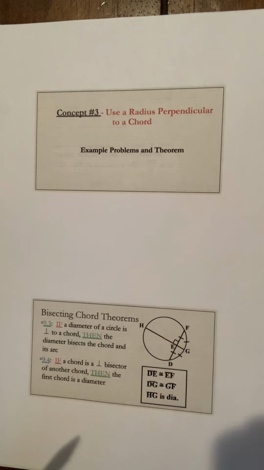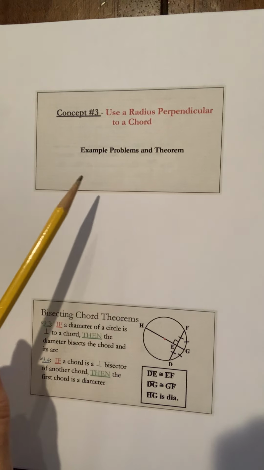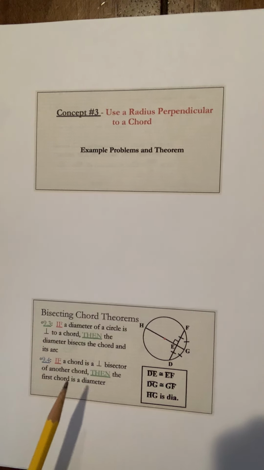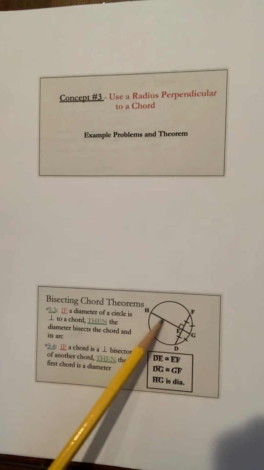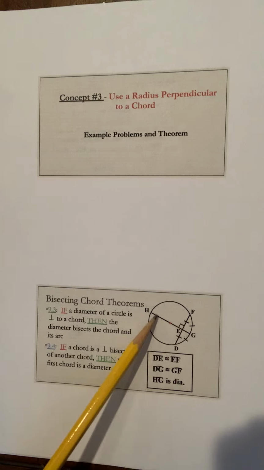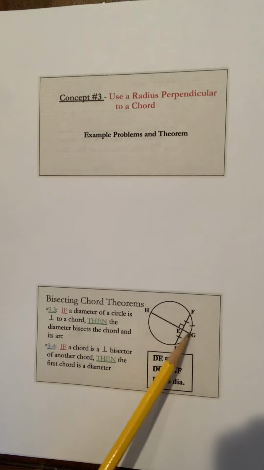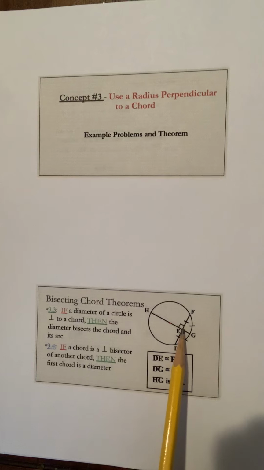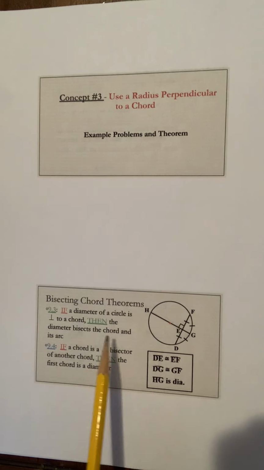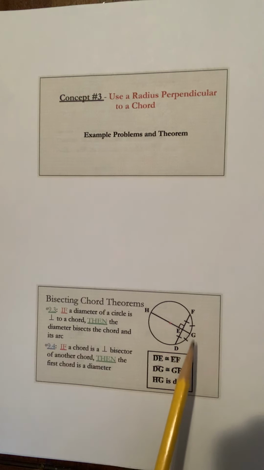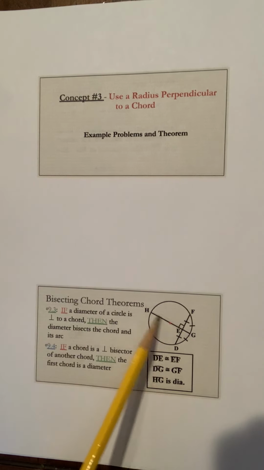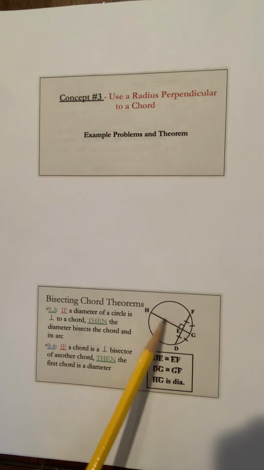Okay. Next concept, use a radius perpendicular to a chord. So we have a new theorem coming up, okay? What this says is if I have a diameter, so that means they have to state that it's the diameter or I have to see that it is, okay? If I have a diameter of a circle and it's perpendicular to a chord, then that diameter bisects the chord and it bisects its arc, okay? So once again, they have to tell me it's the diameter or I have to see it, and I have to see this little 90-degree angle. It has to be perpendicular.